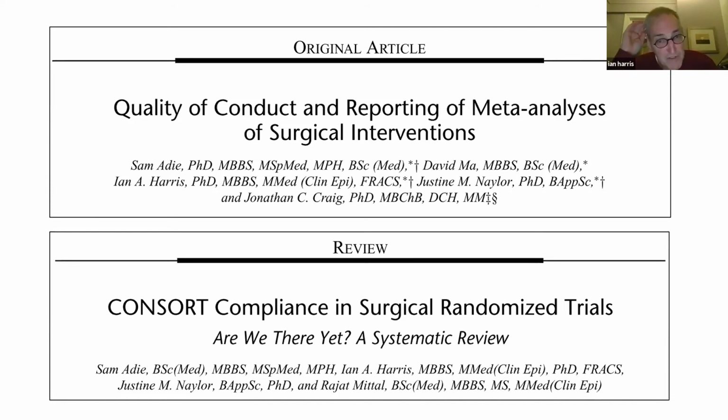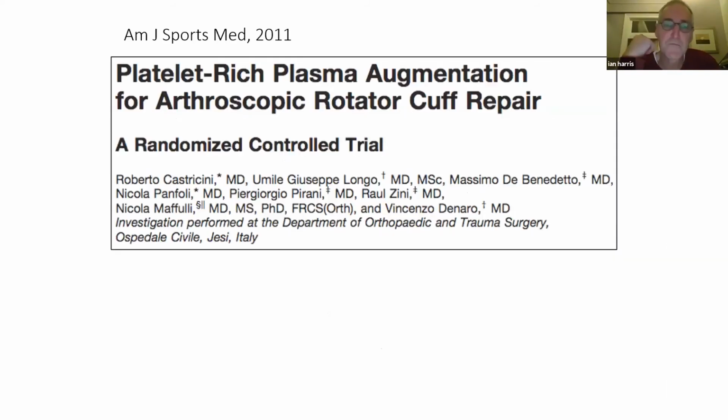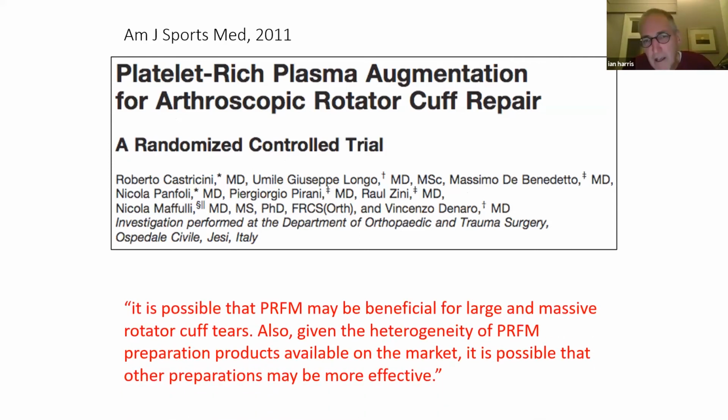If you go to the next slide, this is just plucked out of 2011, and this is a randomized controlled trial. It's platelet-rich plasma compared to no platelet-rich plasma in rotator cuff repair. So, that's a good study, yeah. Let's look at the results. And so we go to the conclusion of the abstract.